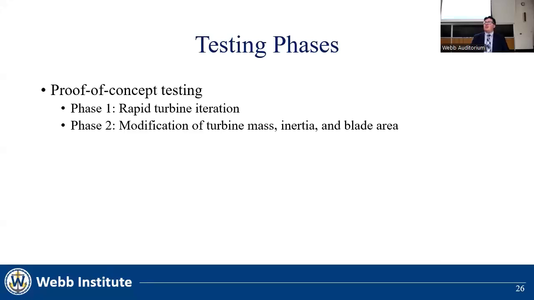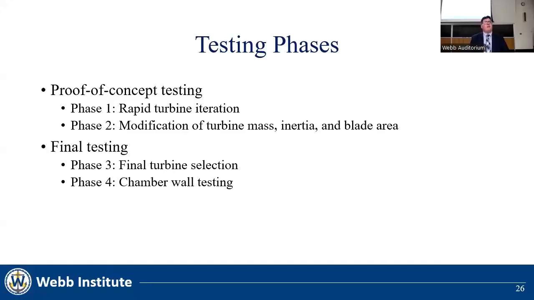Phase 1 had a focus on rapid turbine design iterations of the major parameters at an early stage of the project. Phase 2 focused on minor modifications to the turbine's mass, inertia, and blade area. At the conclusion of Phase 2, 3 turbines were picked to move on to the final phases of testing.